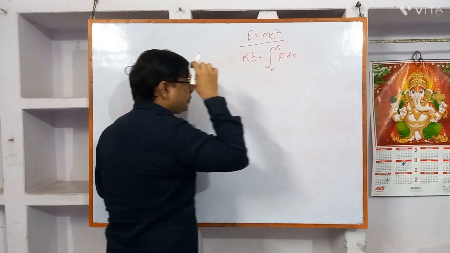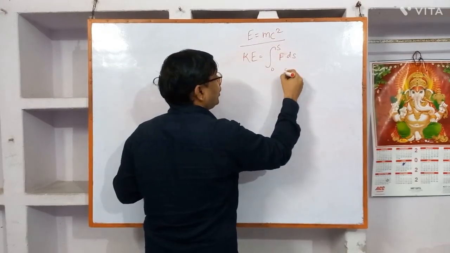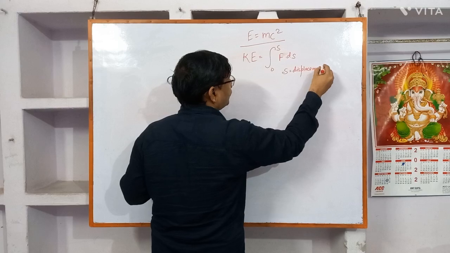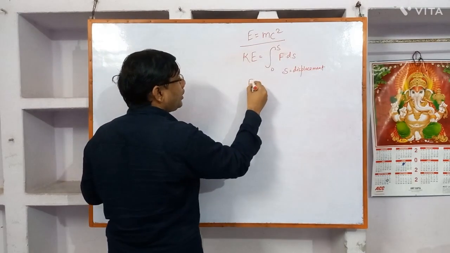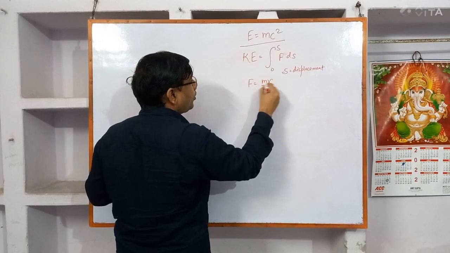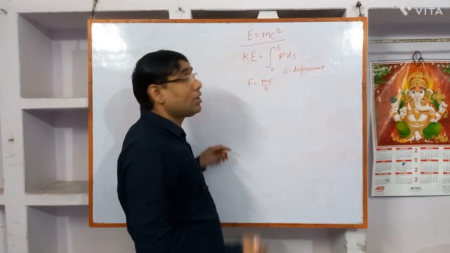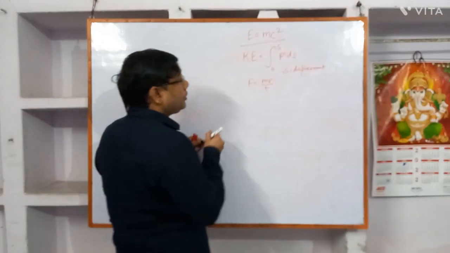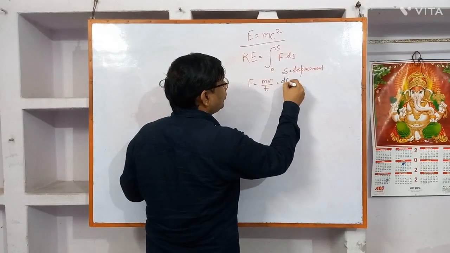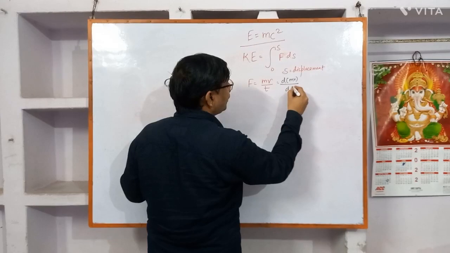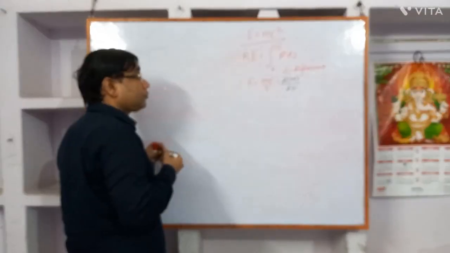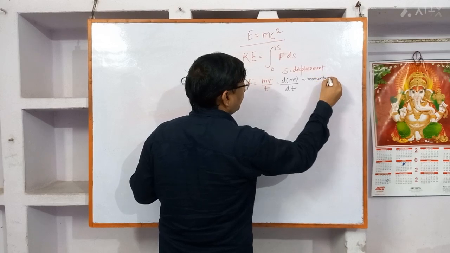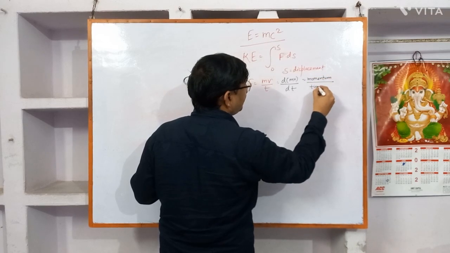Kinetic energy is equal to the integral of F ds, where S is equal to displacement. Also, you know about F is equal to mv upon t, where mv is the momentum and t is equal to time. So we write this equation in differential form: F is equal to d(mv) upon dt, momentum upon time.